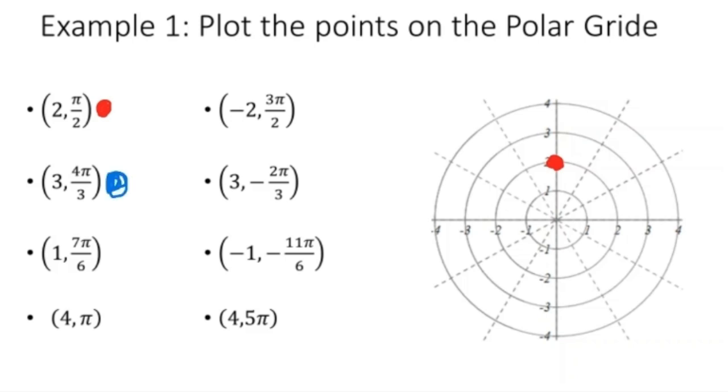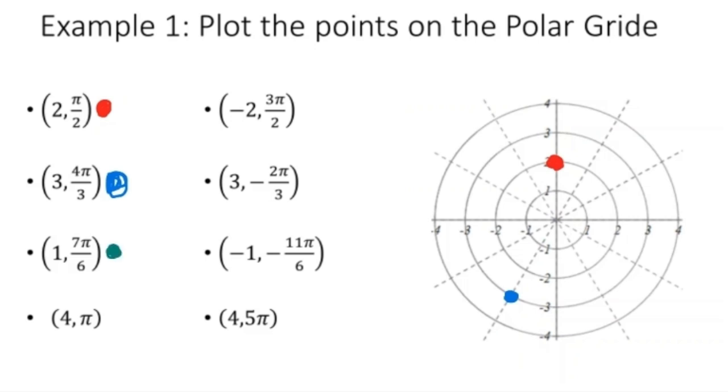Next, we'll graph (3, 4 pi over 3) in blue. Just like before, we do want to locate the angle 4 pi over 3, which will be there in blue. r is positive 3, so we want to be 3 units away from the pole along our terminal side, which will be located there. So there's our point, (3, 4 pi over 3).